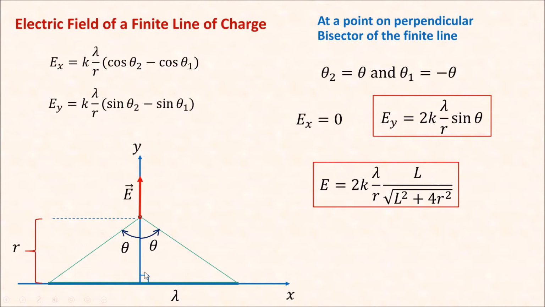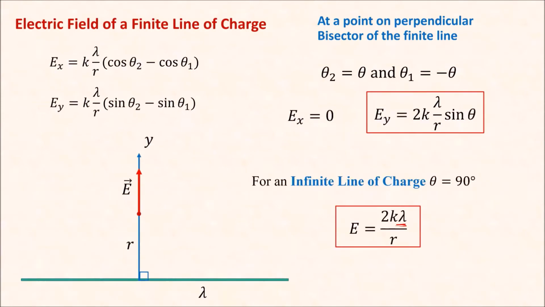Sine theta can be written as opposite over hypotenuse in this right triangle. Opposite is L over 2, because the length of this is capital L, divided by the square root of L over 2 squared plus R squared, but you can reduce it to this form. So you can use this if you have the lengths, or you can just use that sine theta. This is easier to memorize.